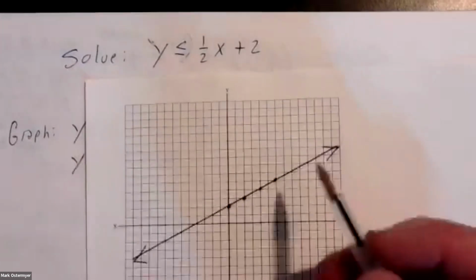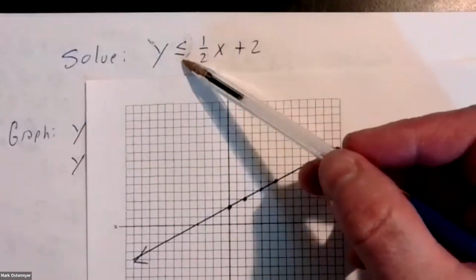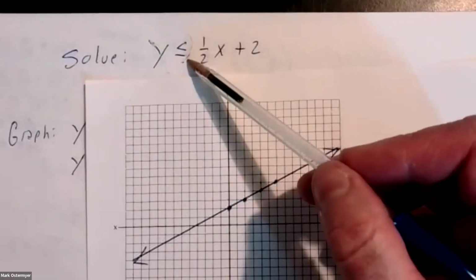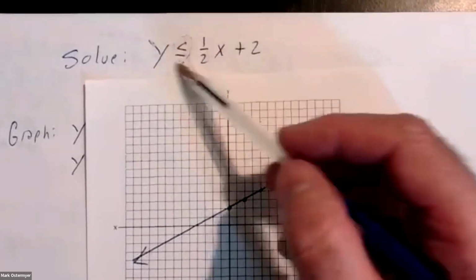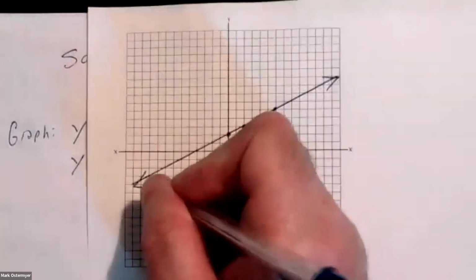Do I shade below or above this line? What do you think, ladies and gentlemen? I don't even think we need a test point here. It's a line. We have y on the left. We have less than or equal to. That means we shade where? Above or below? That would be below this line.